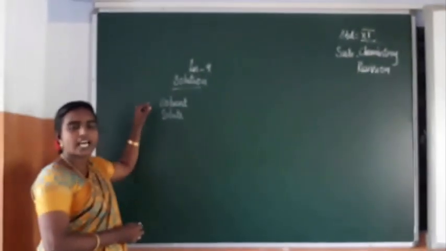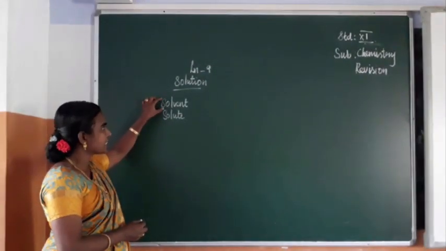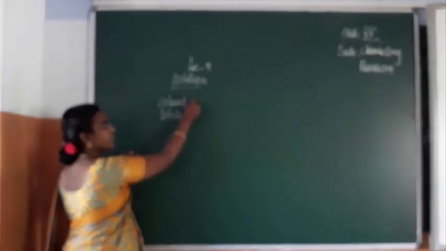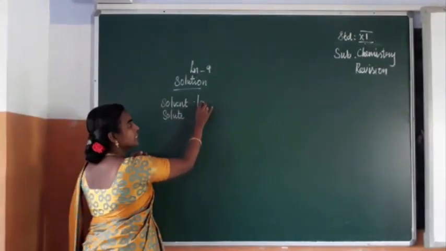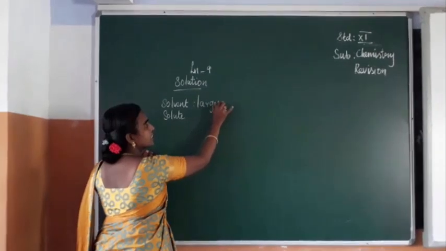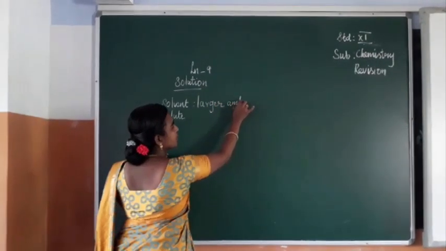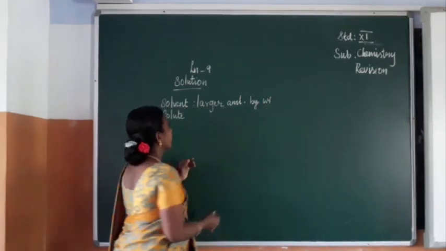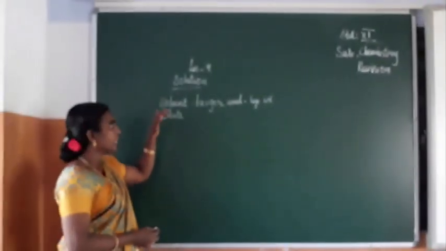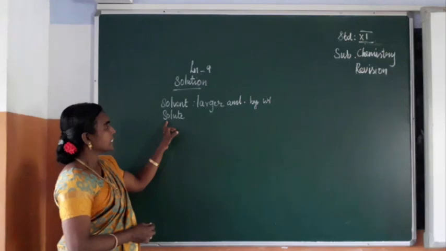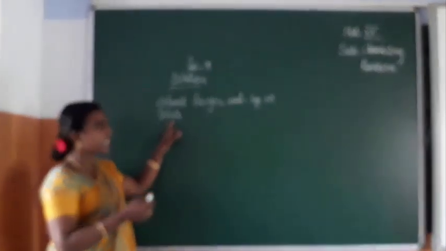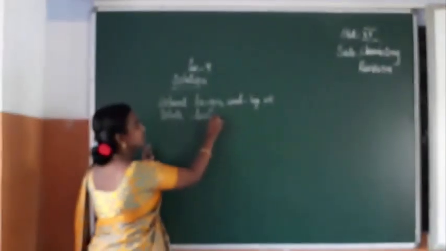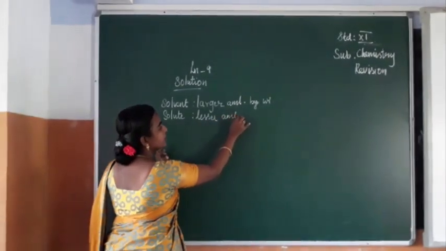The first one is solvent. The substance in a solution which is in the larger amount by weight is termed as solvent. Next, solute. In a solution, the substance which is in the lesser amount by weight is termed as solute.